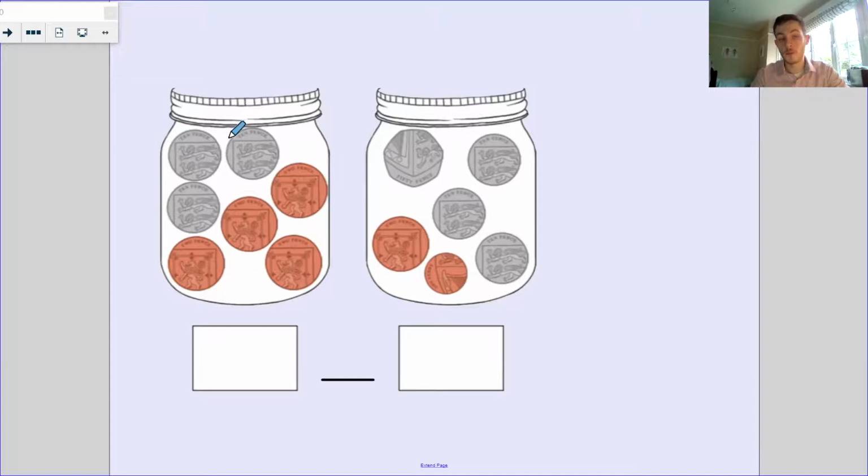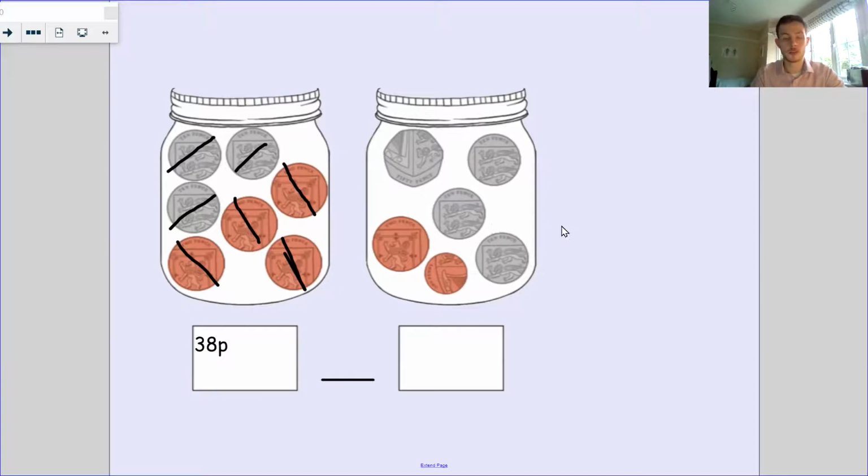Okay, so we've got on this side 10, 20, 30, 32, 34, 36, 38. So we've got 38 on this side. Now it's not in pounds yet, so it must be pence. 38 pence.